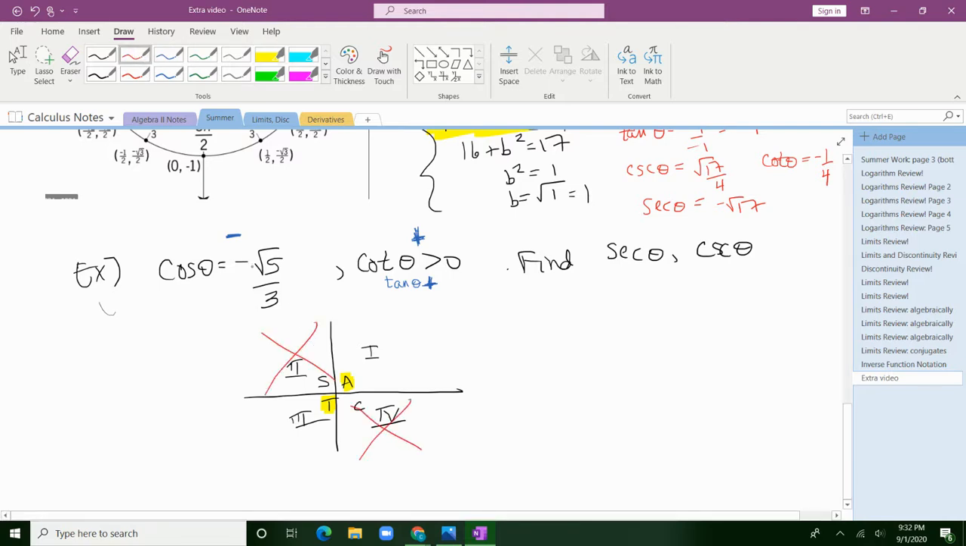Now I need cosine to be negative. It can't be in quadrant 1 because all of them are positive. And also, to get to a point here, your x needs to be negative in order to even think about getting to that point. Okay, cool. So I'm just going to put a point there, and I'm going to draw a triangle. Here's my terminal side.